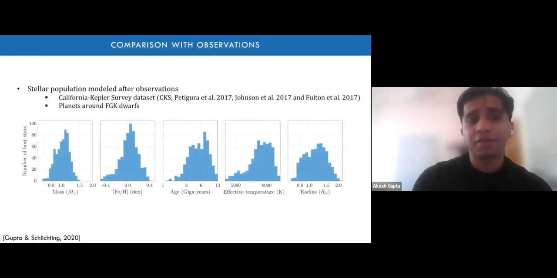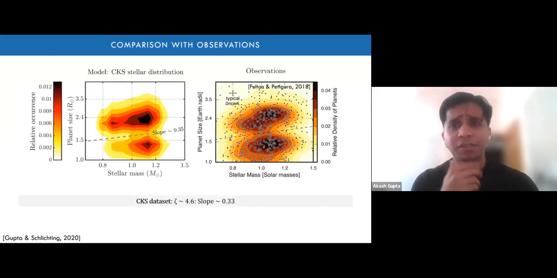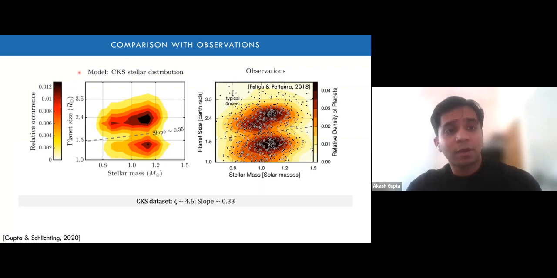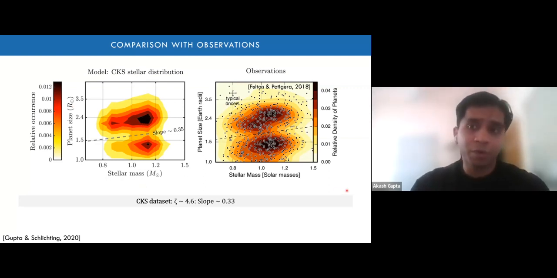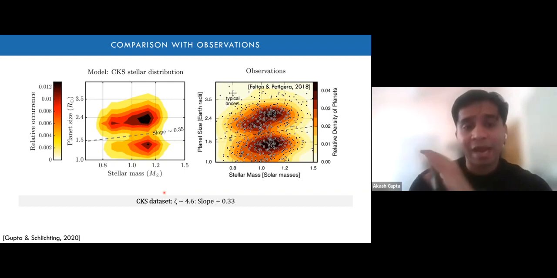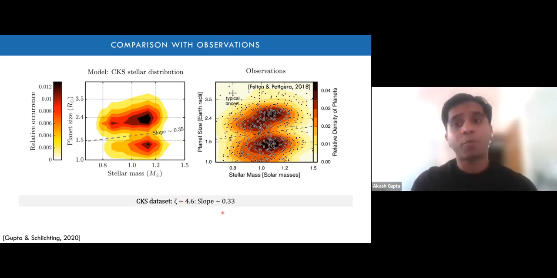On that front, what we did was model our stellar population after the CKS dataset to figure out how our results compare with their observations. And this is how our results look. On the left-hand side, I'm showing you how the relative occurrence of planets changes in the planet size stellar mass space for our model. On the right-hand side, we have observations from Fulton and Petigura 2018. For the CKS dataset, we found that zeta was approximately 4.6 for that exact stellar sample, which gave us an analytic slope of 0.33.